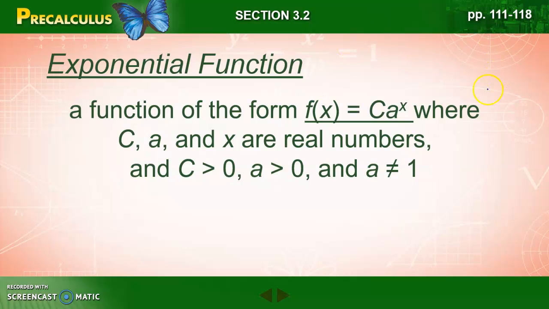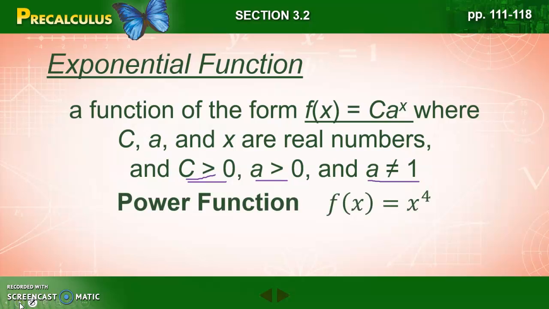And then a is not going to be equal to 1. If a were equal to 1, it wouldn't matter what our x is, because it could be to the 4th power, to the 27th power. 1 to the 4th power is the same thing as 1 to the 27th power. So our f of x would just always be constant. And that's not what an exponential function is. That's a constant function. So we need to remember these parameters for our exponential functions. C is greater than 0, a is greater than 0, and a is not equal to 1. Again, we will take a look at what happens when c is not greater than 0, but it does cease to be an exponential function at that point.